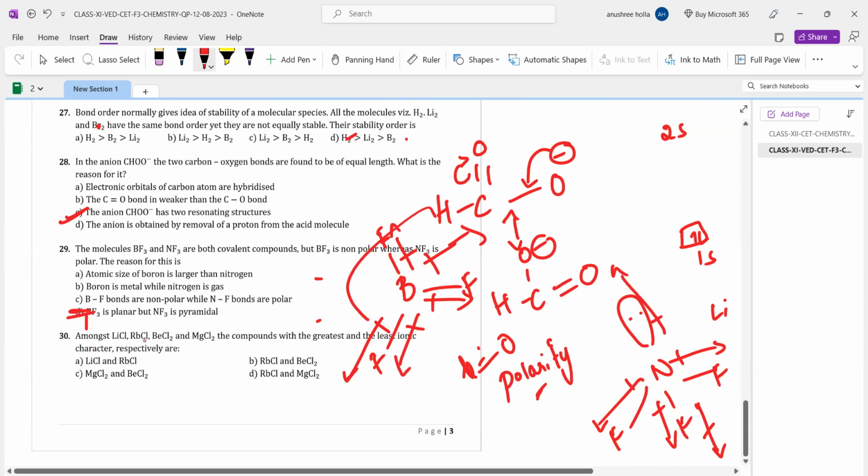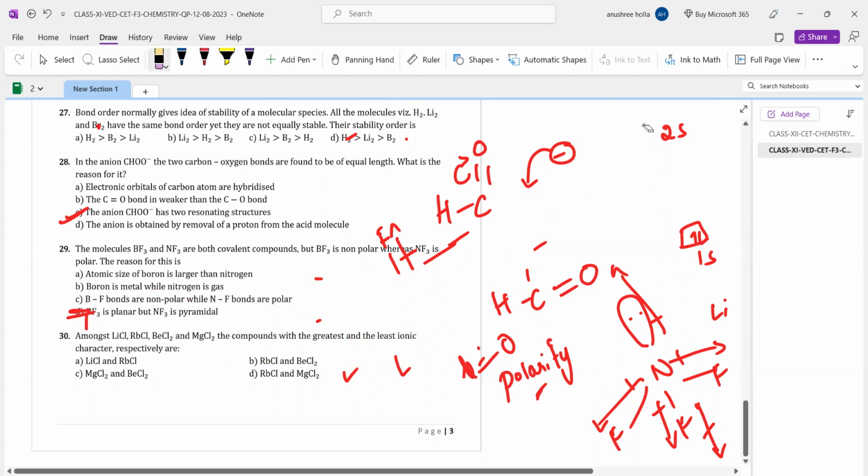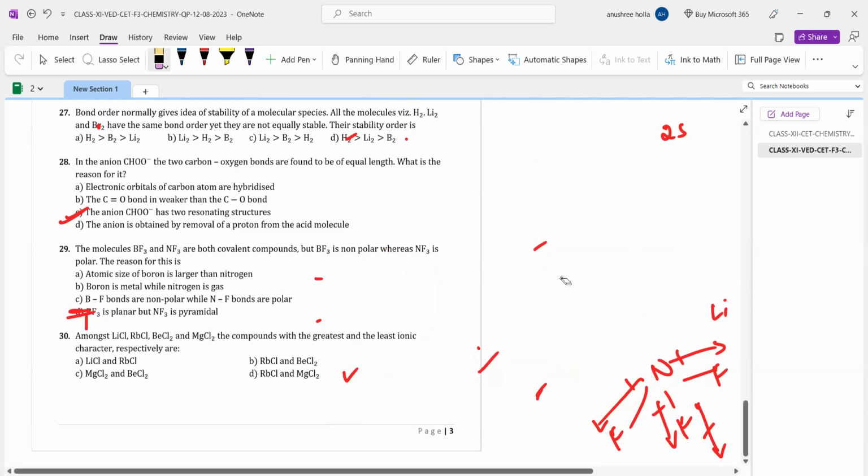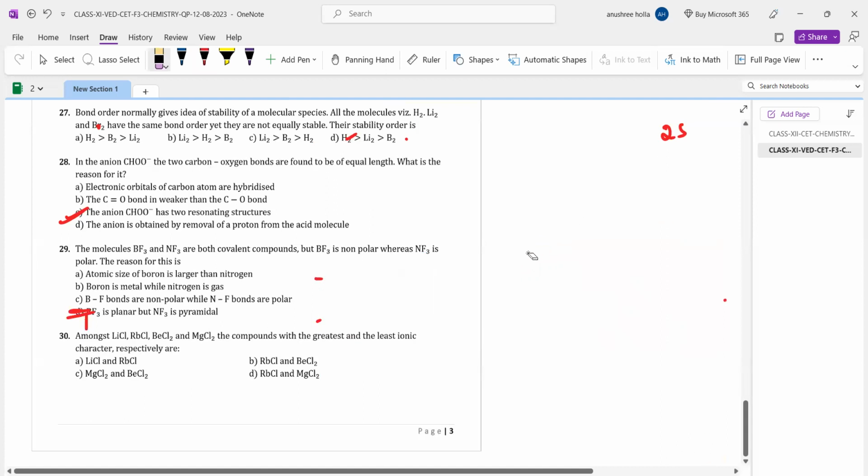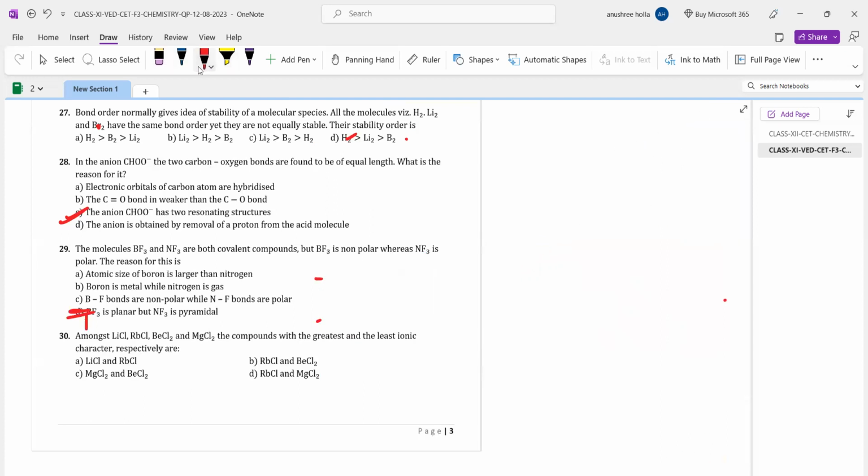Among lithium chloride, rubidium chloride, beryllium chloride, and magnesium chloride, the compounds with the greatest and the least ionic character respectively are, right? This is based on the polarization concept. If you just calculate the covalent character, we'll get to know about the ionic character. In the case of beryllium and magnesium, the ions are 2 plus ions. Lithium and rubidium are plus 1 ions.